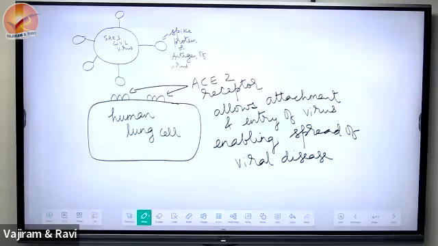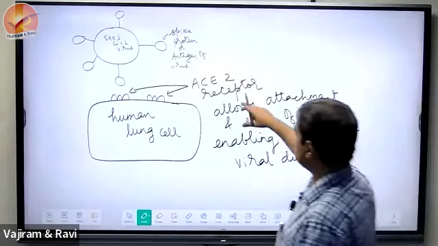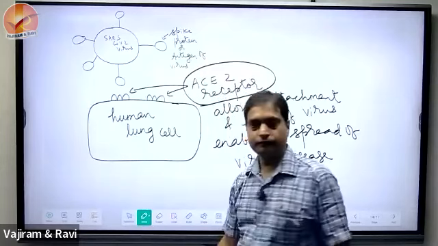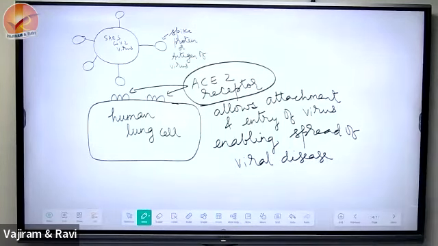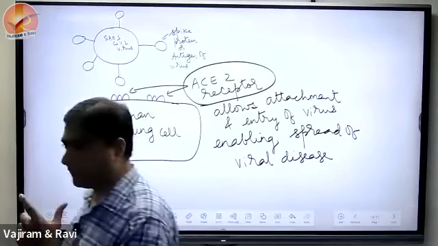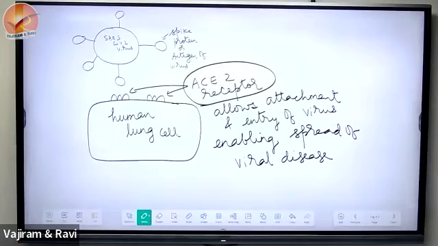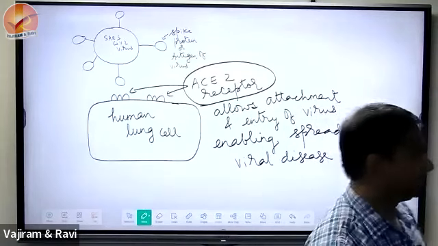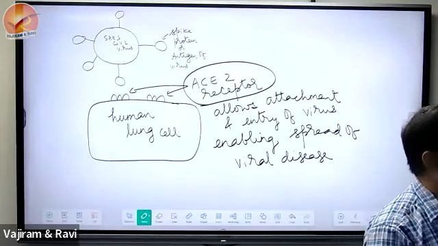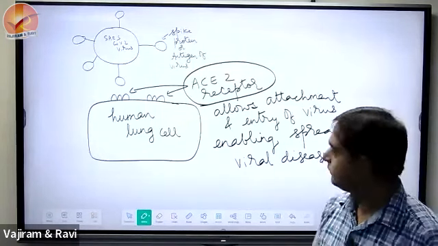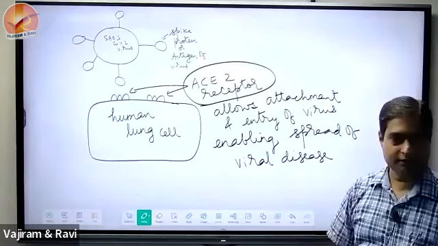So we have seen the human lung cell. Human lung cells are characterized by the presence of the ACE2 receptor. This ACE2 receptor helps in sticking the virus. They help in what? Sticking the virus. Which virus? SARS-CoV-2 virus. So the spike protein of the SARS-CoV-2 virus is able to attach to the ACE2 receptor. And this facilitates attachment and entry of the virus into the human lung cell, and thereby enables spread of viral disease.